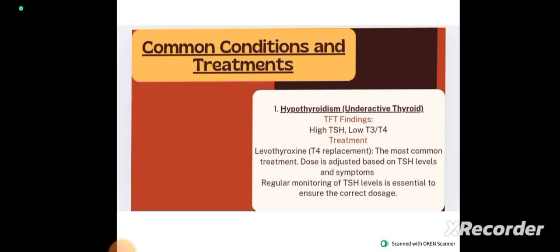Common conditions and treatment. Hypothyroidism, we have already seen all that. TFT findings we have seen. Now what can be the treatment? The basic and most common treatment is levothyroxine or T4 replacement. The dose is adjusted based on TSH levels and symptoms. Regular monitoring of TSH level is essential to ensure the correct dosage. Okay, so that is how we treat hypothyroidism.